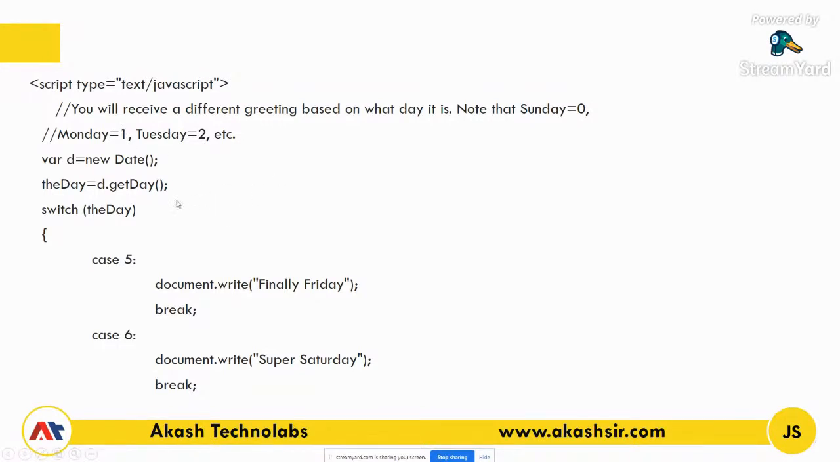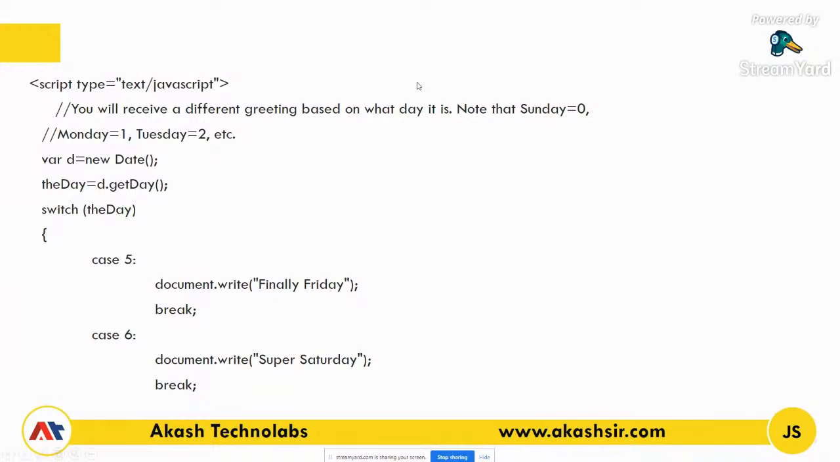Okay, so here you can see this is a basic example. Again we have to take one new object for the date, right? Inside the date object we can get the number of the day. So getDay will give you the number of the day. For example, today is Wednesday, right? So it will print 3 in your variable.